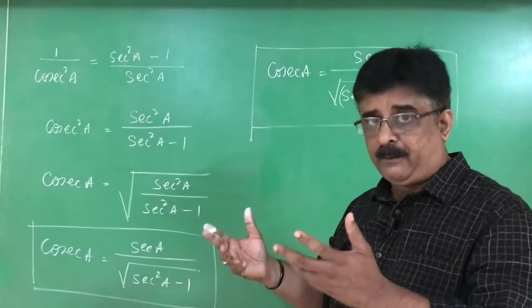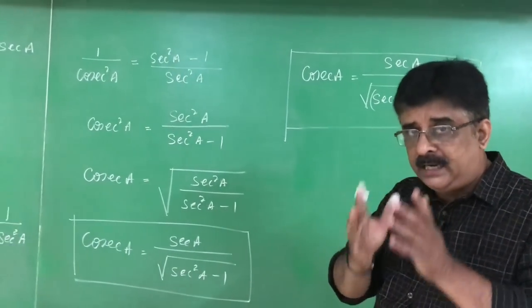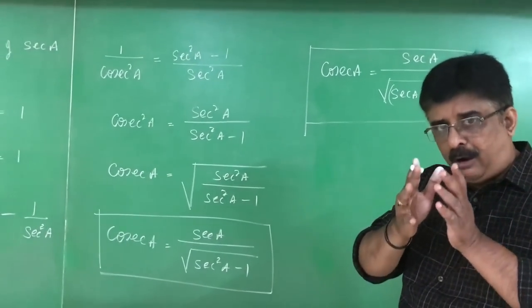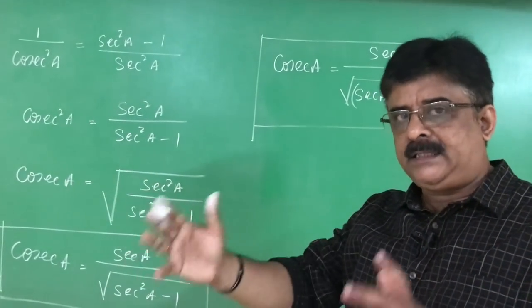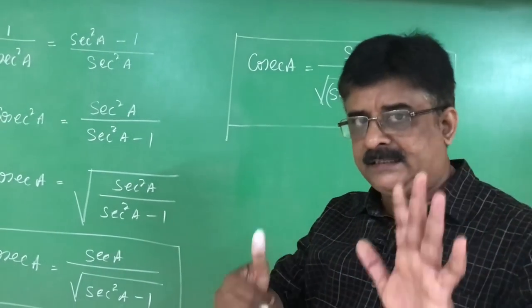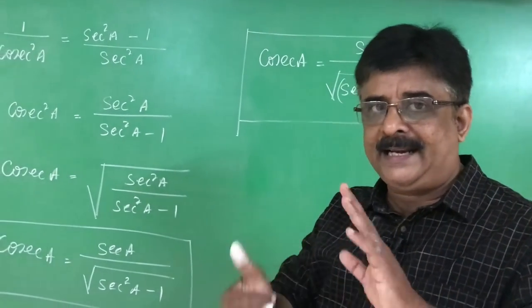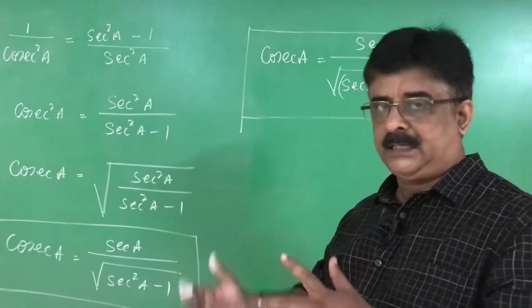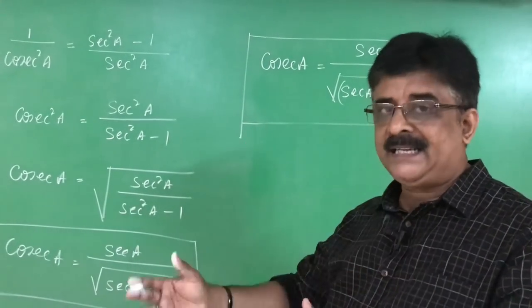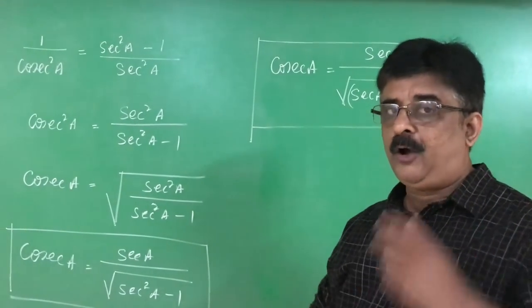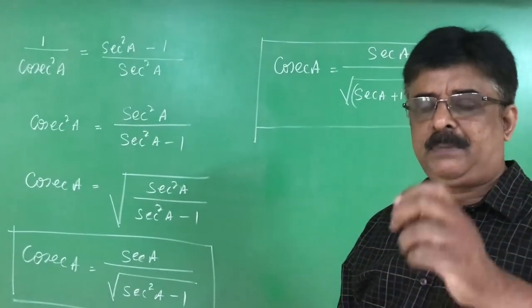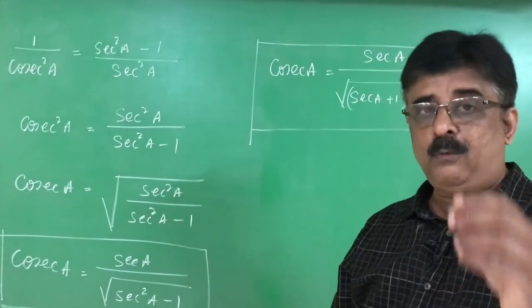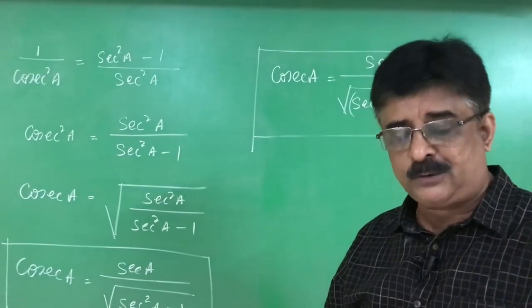What I am doing is, I am finding the relationship between all trigonometrical ratios with the secant theta. Secant theta is also one of the trigonometrical ratios. There are 6. How are they interrelated? We are deriving the relationship with the help of the basic trigonometrical identities. How many basic trigonometrical identities are there? 3. Sin square theta plus cos square theta is equal to 1. 1 plus tan square theta is equal to secant square theta.